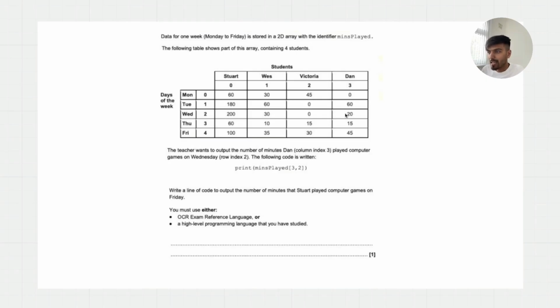We're asked to write the line of code that shows that Stuart played games on Friday. So from this, we know that the first index refers to the column and the second one refers to the row, or the students and the days of the week. Stuart is going to be at position 0. So instead of 3 here, we're going to have 0, and the 2 over here, we're going to have a 4, so 0, 4. And you basically copy this line, and instead of 3, 2, you write 0, 4.